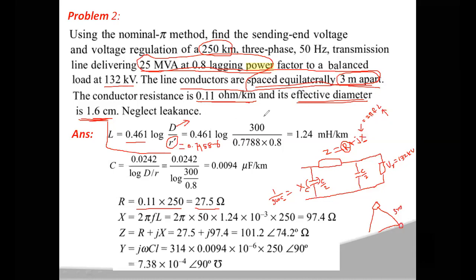Okay, so capital D is the distance between the two conductors, which is 3 meters. Now r is not given, the diameter is given. So when the diameter is given, you can calculate the radius. Radius is equal to diameter by 2, so this will be 0.8 centimeters. And your capital D value, which is the spacing between any two conductors, is given as 3 meters.